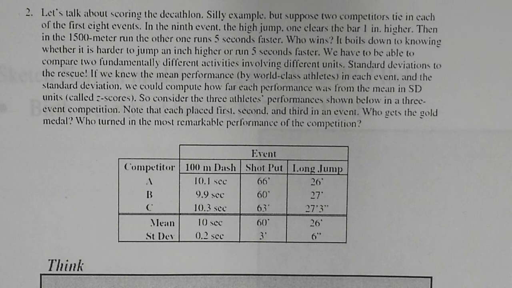Who wins? It boils down to knowing whether it is harder to jump an inch higher or run 5 seconds faster. We have to be able to compare two fundamentally different activities involving different units. Standard deviations to the rescue. If we knew the mean performance by world-class athletes in each event and the standard deviation, we could compute how far each performance was from the mean in standard deviation units, called z-scores.